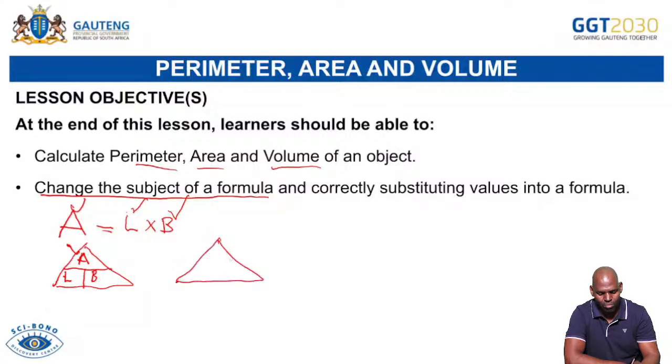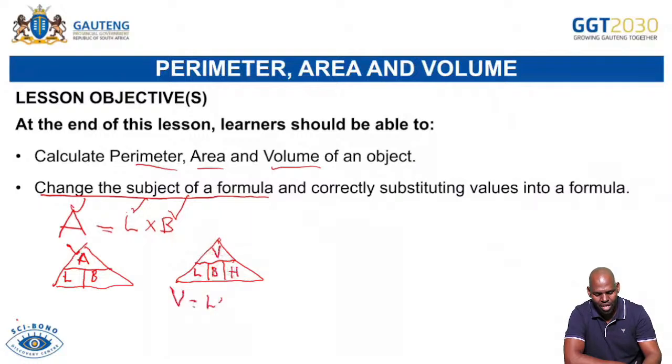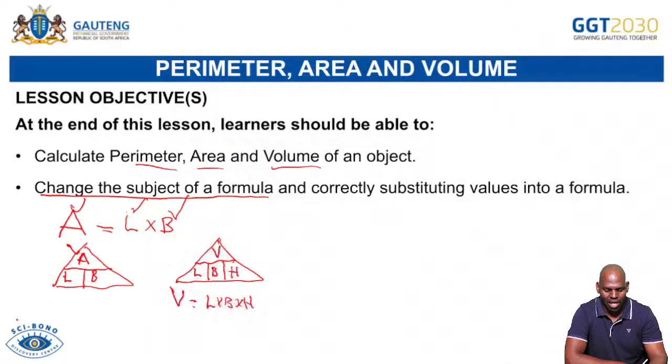I can think about if you've got a volume. For a volume, we're going to divide the triangle into 3 sections: length, breadth, and height. And this one, we know, is the formula for calculating volume. How do we calculate the volume of a rectangular prism? We always say volume equals length times breadth times height. So that means the length, the breadth, and the height must be next to each other.